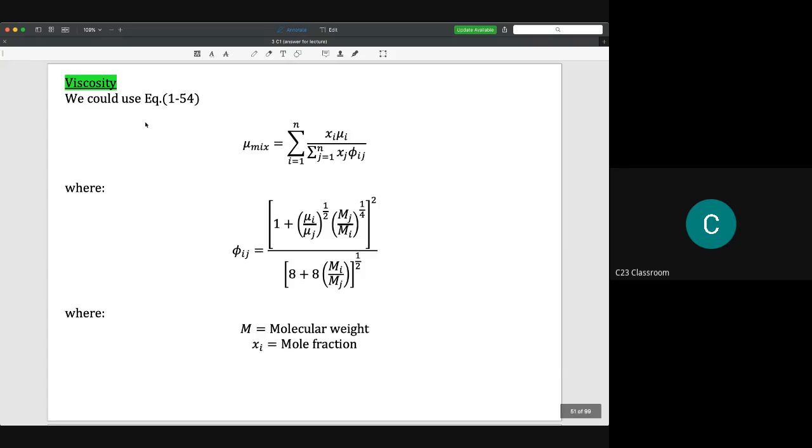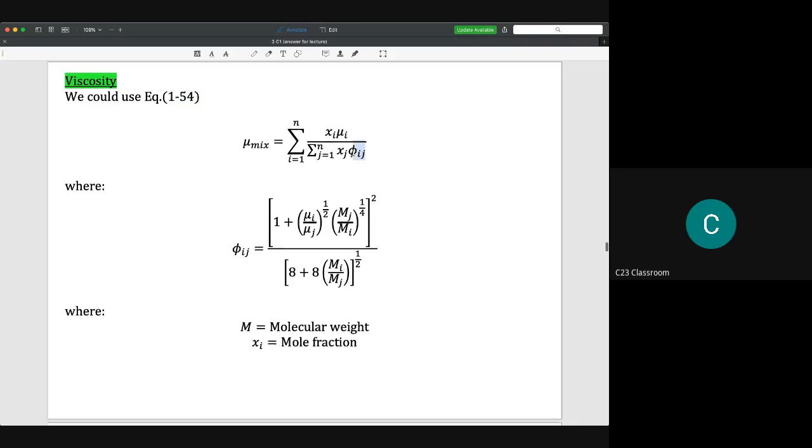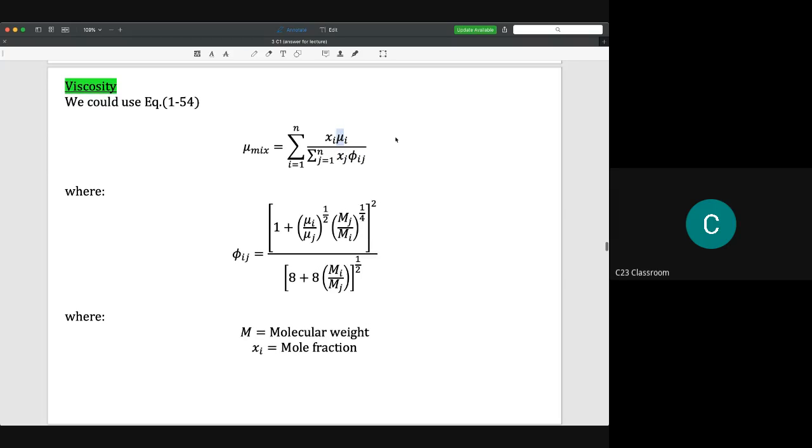To estimate the mixture viscosity, we can use equation 1.54. You can get this equation from the textbooks. Here mu means the dynamic viscosity of the mixture, using the idea of sigma of x mu over the total of x phi. The phi is defined in this equation, where M is the molecular weight and x is the mole fraction. The mu here is the dynamic viscosity.